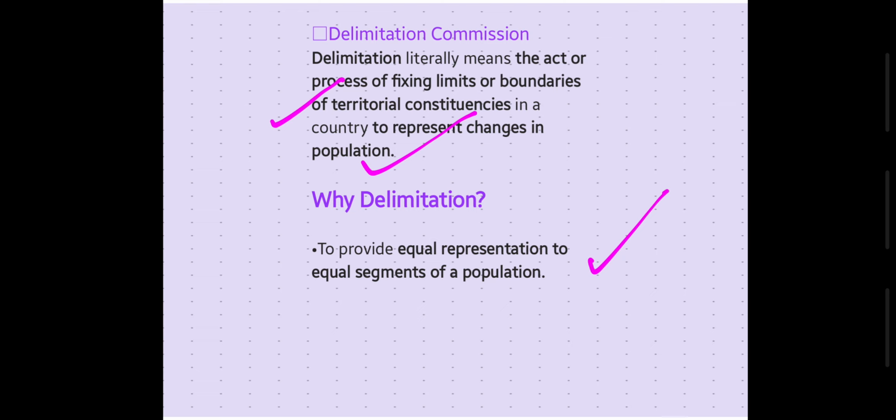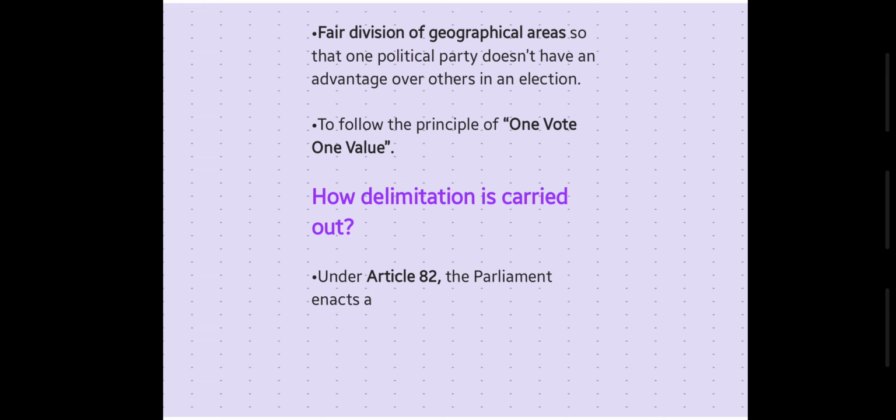Fine. Okay. Next, the objective of the Delimitation Commission is fair division of geographical areas, so that one political party doesn't have an advantage over others in an election. The third thing is to follow the principle of one vote, one value. That means each and every individual in that area represents one vote, and that vote has equal value.